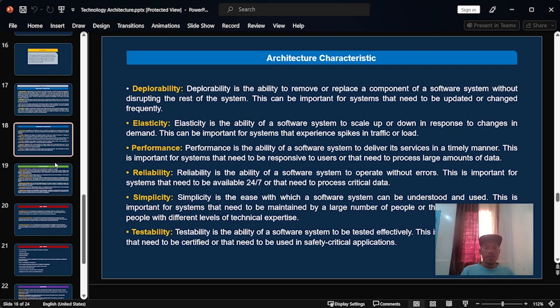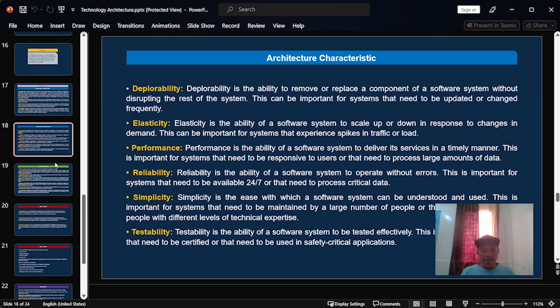Performance. Performance is the ability of a software system to deliver its service in a timely manner. It can perform well in terms of timeliness and availability. It can respond to the end user given the amount of data. The performance of the software system should not affect the time of the end user.